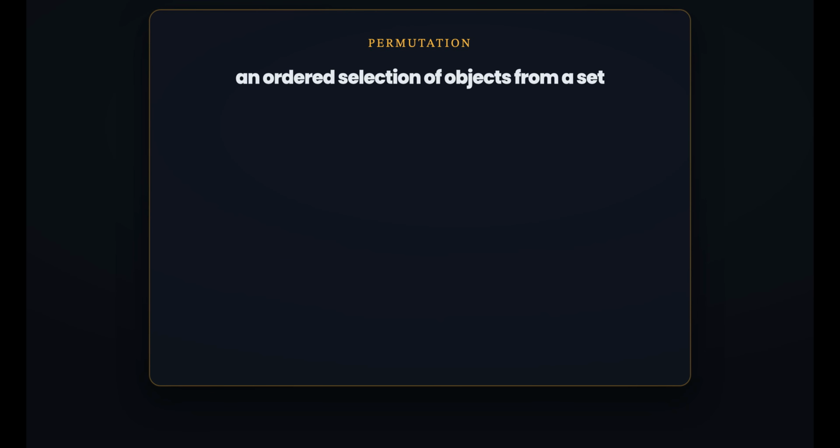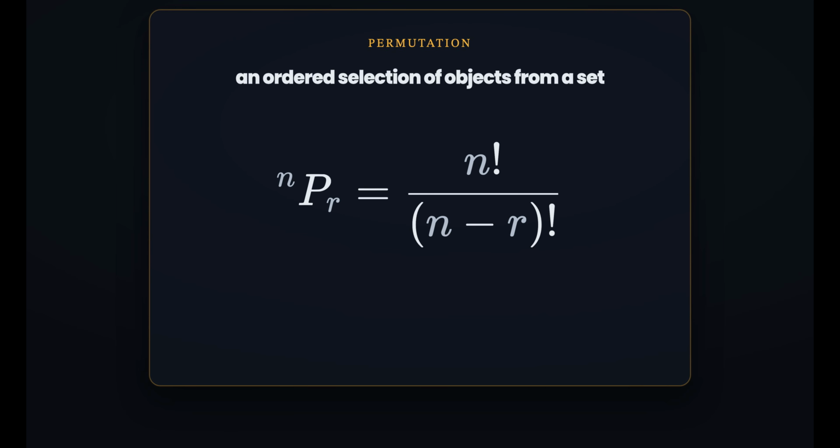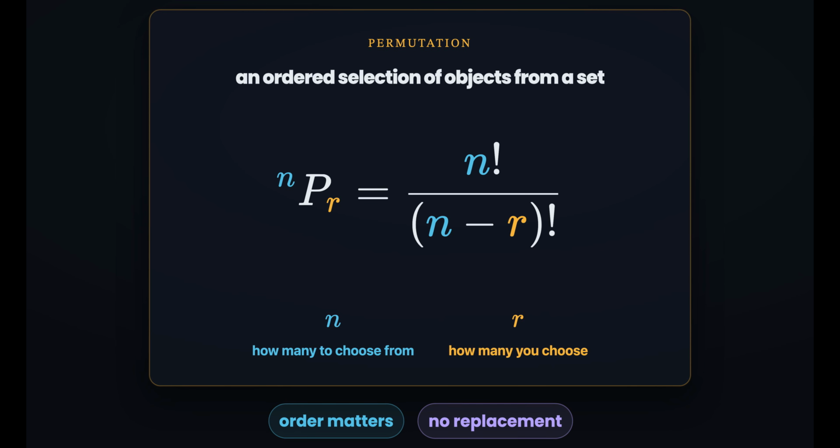A permutation is an ordered selection of objects from a set, and it's written nPr, which equals n factorial over n minus r factorial. n is the number of people you can choose from, and r is the number of people you choose, where order matters and there's no replacement. So in our case, n is 5 since we have 5 people to choose from, and r is 3 since we choose 3 people, where order matters and no person can be chosen twice.